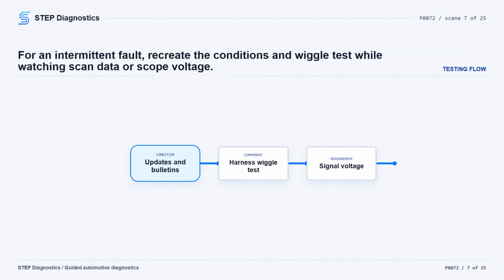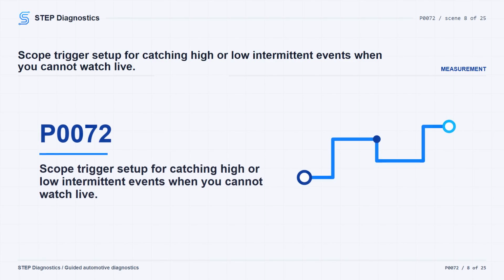For an intermittent P0072, use the captured data and run the vehicle in similar conditions so the diagnostic has a chance to run. Before digging deeper, check for related flash updates and bulletins. If nothing applies, wiggle test the harnesses that carry the circuit while watching for the code to become active or for scan data to change.